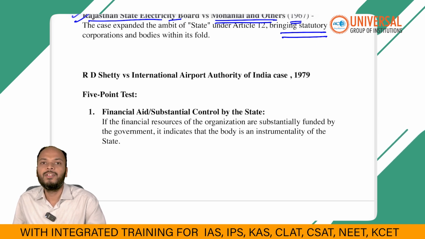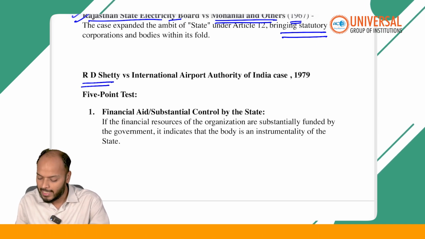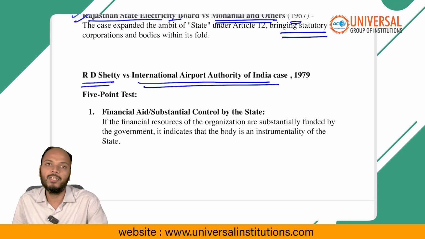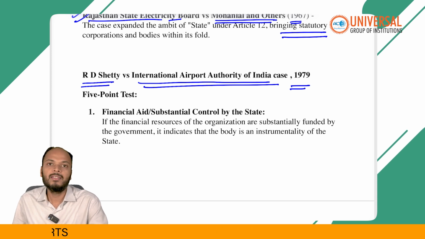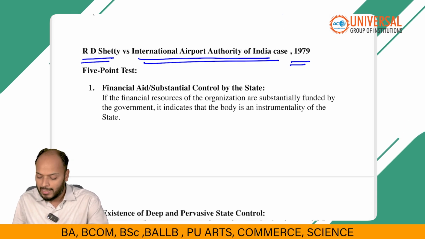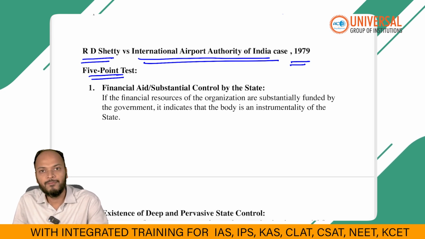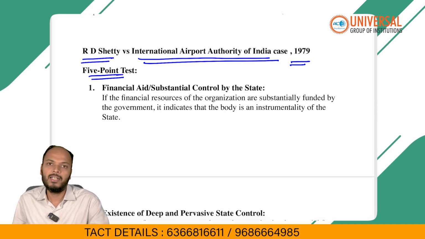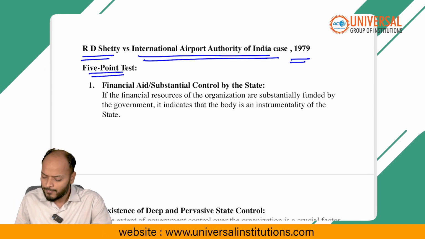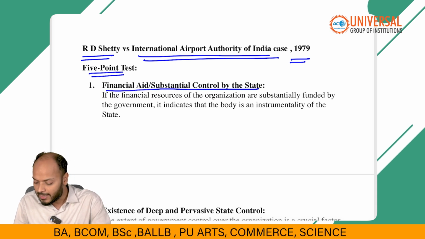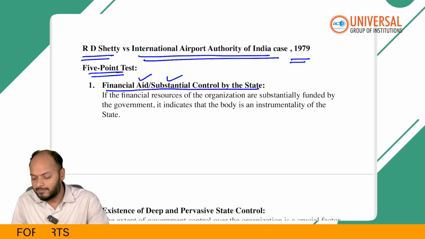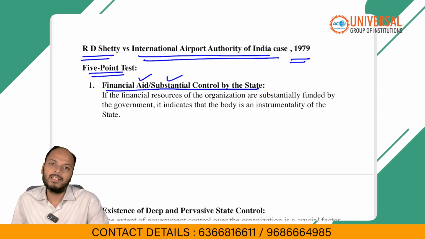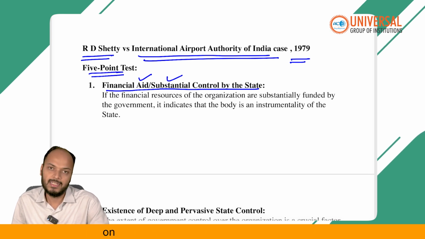A more comprehensive definition of other authorities was given in a case which is famously remembered as R.D. Shetty versus International Airport Authority of India, 1979. Here, Justice P.N. Bhagwati of the Supreme Court of India laid down a 5-point test: if an authority is fulfilling any of these 5 criteria, it will be considered as other authority under Article 12. The first point is that if that entity is getting financial aid or is substantially controlled by the state, then such an authority will be considered as other authority or as state.